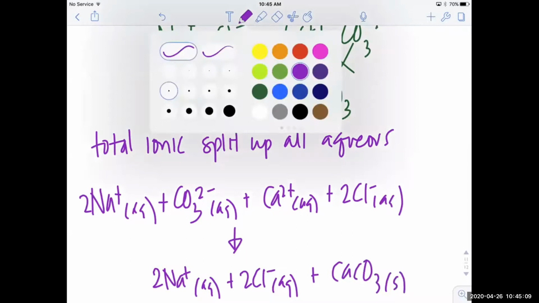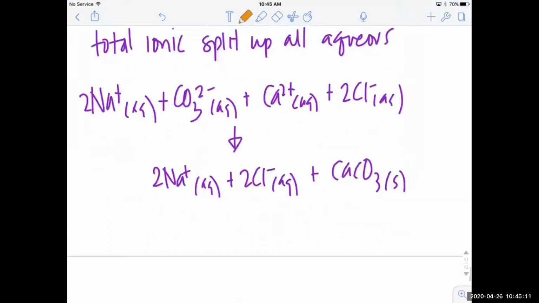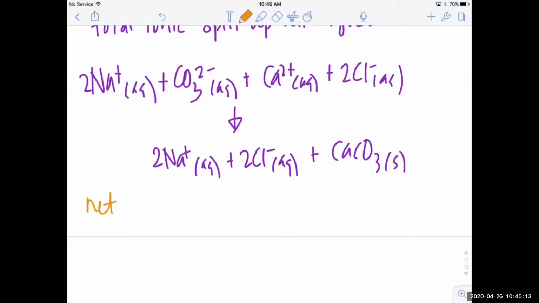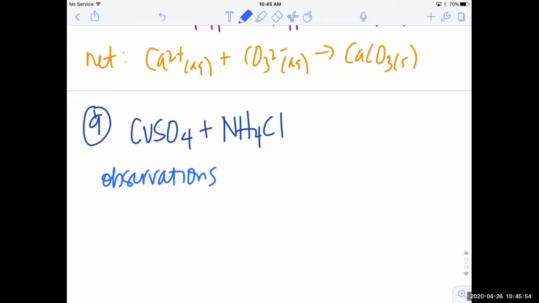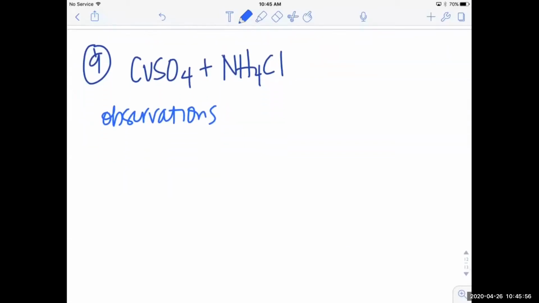Crossing off our spectators, we see that it's just Na and Cl. So our net is going to be Ca2+ aqueous plus CO3 2- aqueous goes to CaCO3 solid. So the next reaction we'll do is copper 2 sulfate with ammonium chloride. So let's go ahead and watch this video.